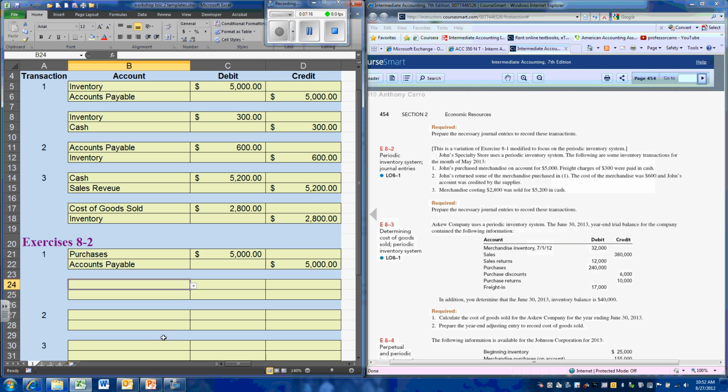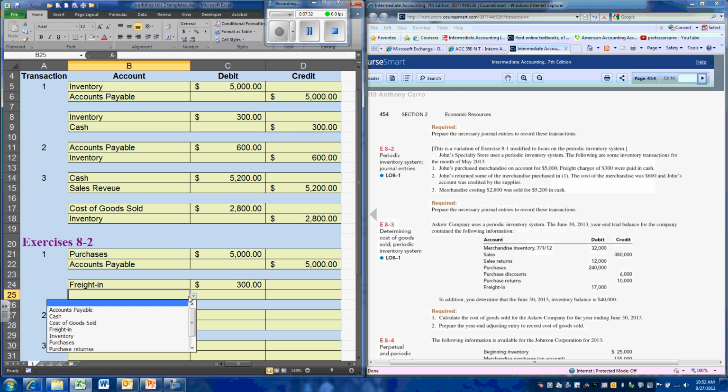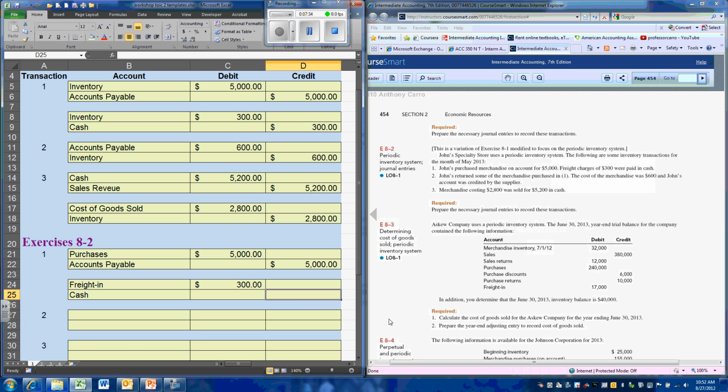For the freight, in our perpetual inventory system, we increase the inventory asset. Here, we're again going to use another different temporary account called freight in. Again, we pay for the freight in cash.